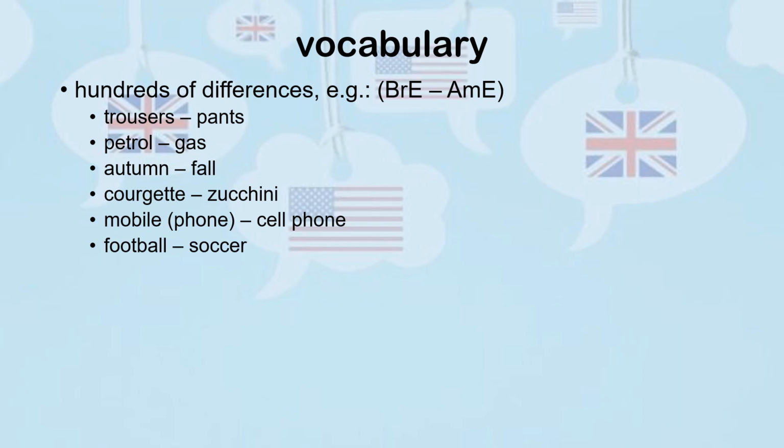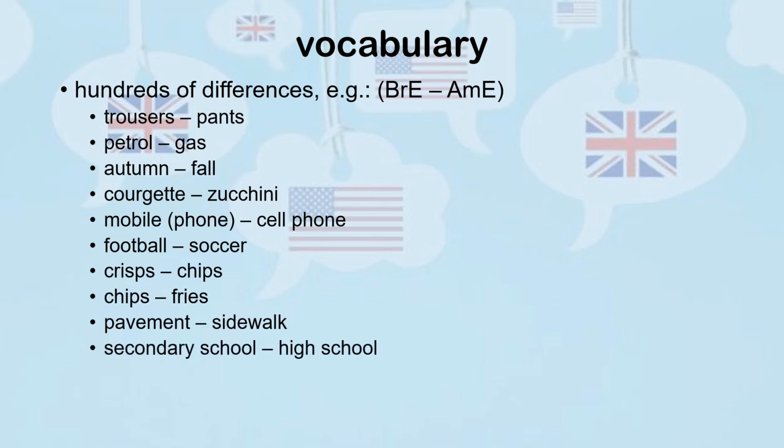Football becomes soccer in American English. What are called crisps in British English are chips in American English, whereas also the British use the word chips, but those are what Americans call fries. The pavement is a sidewalk. Secondary school is high school. And a full stop is a period. I could go on for quite a while because, as I said before, there are hundreds of different words.